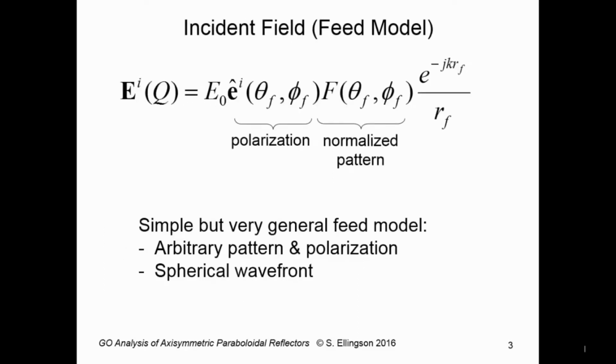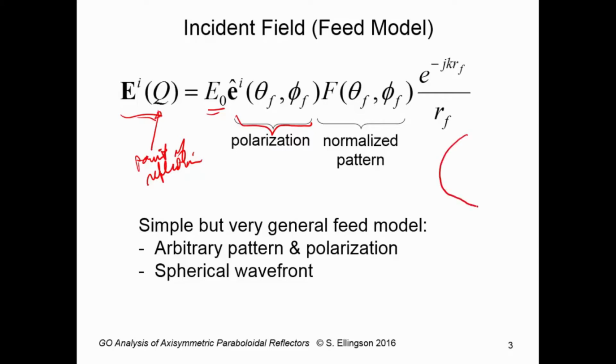Okay, we start with an incident field. And for this we need a feed model. The idea is the incident field, E super I, at a point of reflection, Q, is given by some constant magnitude and phase, and a unit vector which describes polarization, and that unit vector is parameterized in terms of the feed coordinate system. So let me remind you how that works.